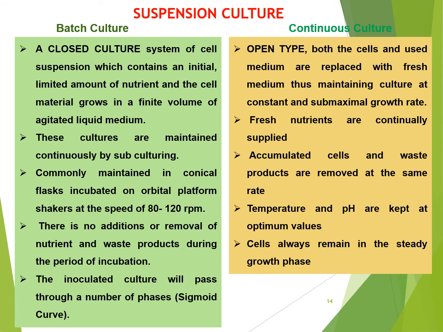A continuous suspension culture is an open type culture where the culture is replenished with fresh media at regular intervals and the used up media, the accumulated cells and waste products are removed. Here, the cells always remain in a steady growth phase.